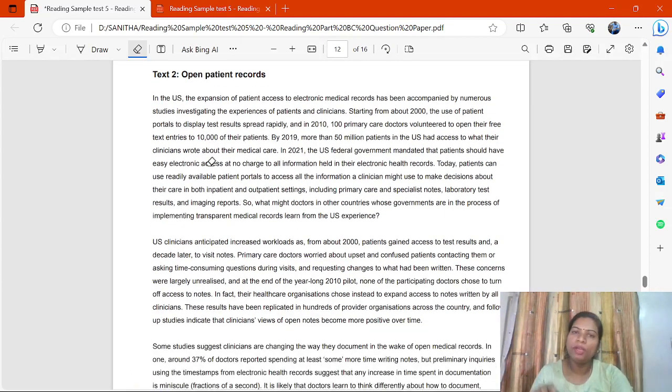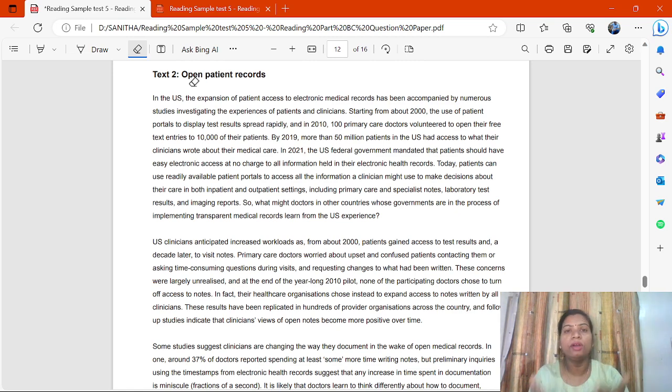In OET Reading Part C, you will get two texts. There are 16 questions, 8 questions in the first text, and 8 questions in the second text. Today I am going to discuss the second text, Text 2, that is Open Patient Records.